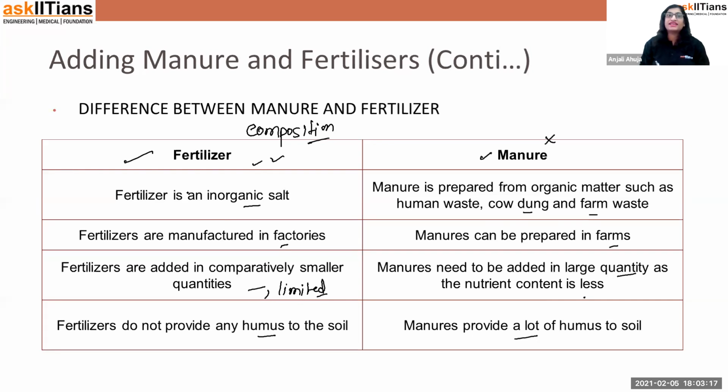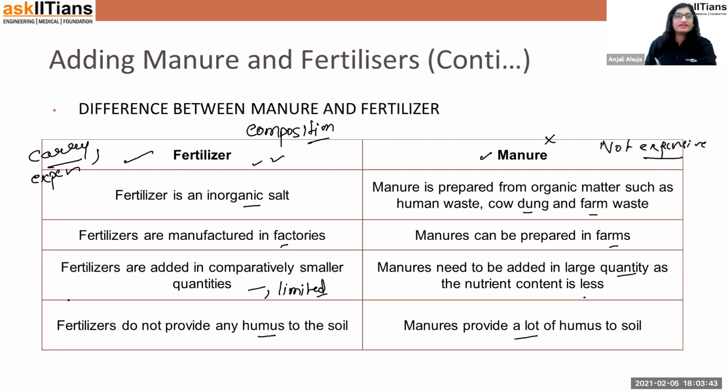Fertilizers are easy to carry. You can write these differences. They're easy to carry. They are comparatively expensive, but not very much expensive. We do not know the exact composition of manure. And let me think of a point that can come as a 5-mark question in your paper.